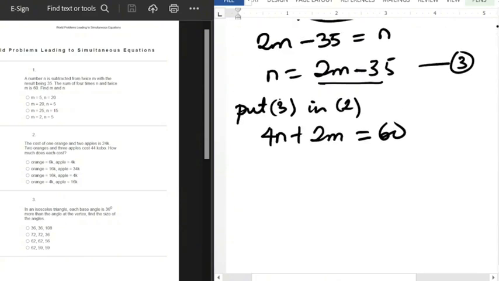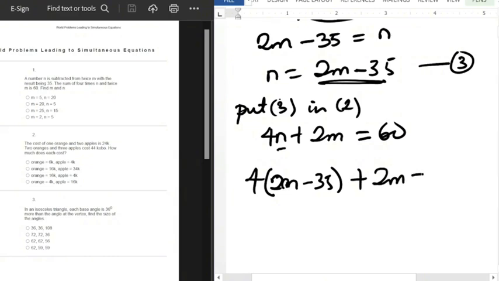Alright. So that means we're going to have 4 into brackets 2m minus 35, that is, n now will be replaced by this, plus 2m equals 60. So we open this bracket. This will give us 8m minus 35 times 4, that is 140, plus 2m equals 60.